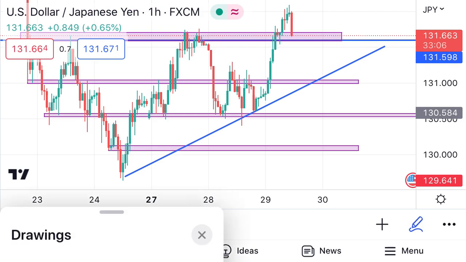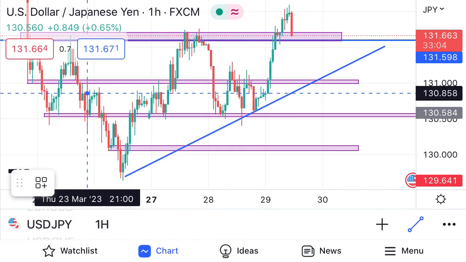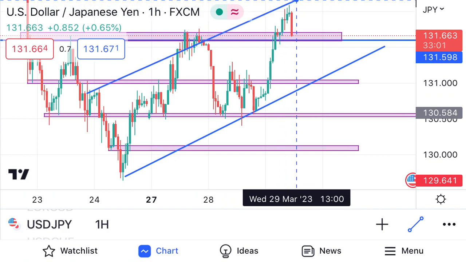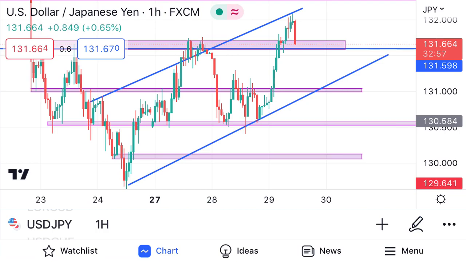I just drew a trend line, guys. This is a trend line. So what we're seeing is an upward moving trend, which is now starting to move back to the downside. So this is a retracement.